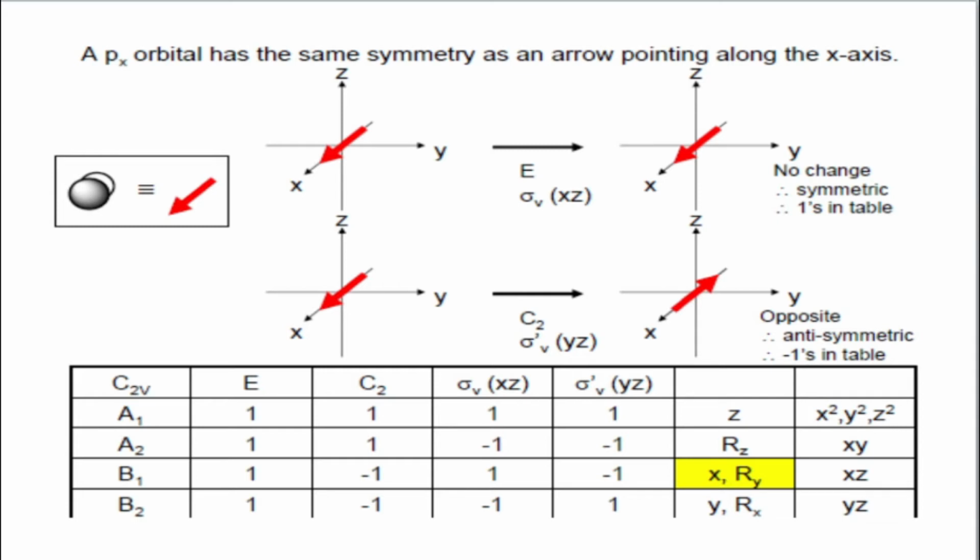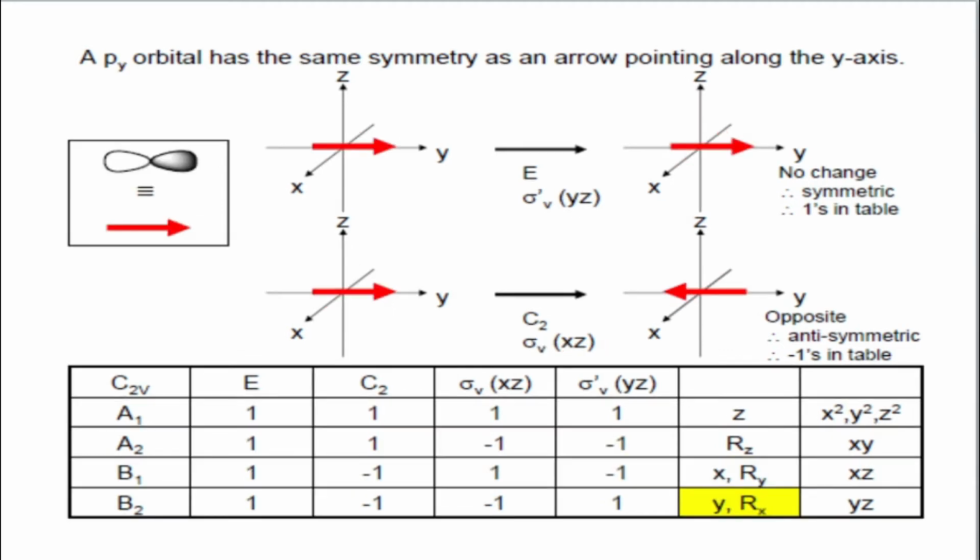What about the C2 and sigma yz operations? By C2, meaning by rotation, the direction of the arrow will change. The positive wave function which is towards us will go away from us. The same will be the case for sigma yz reflection. So we need to search for that irreducible representation where for identity and sigma xz there is 1 character, and for C2 and sigma yz -1. So it is our B1 irreducible representation. What does it mean? B1 irreducible representation signifies x as a linear function.